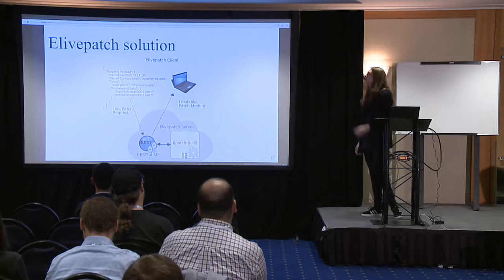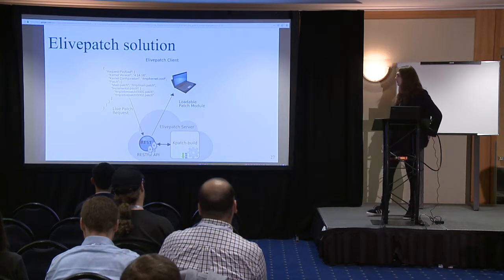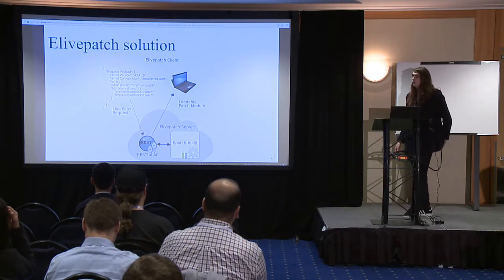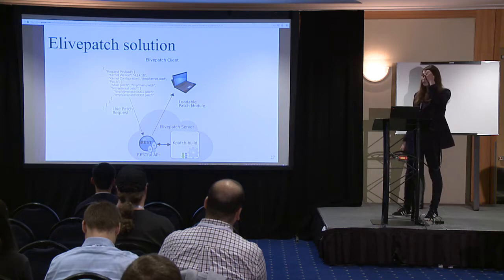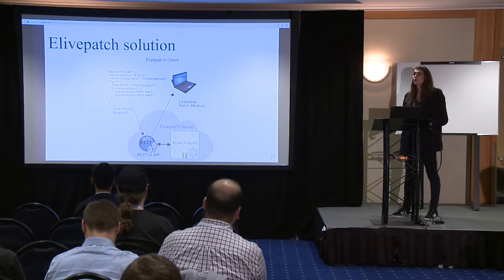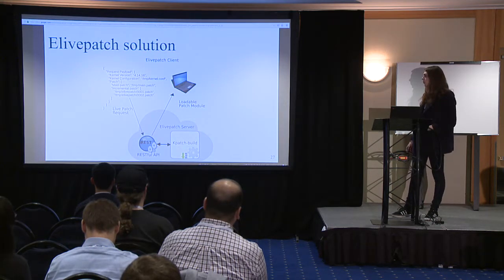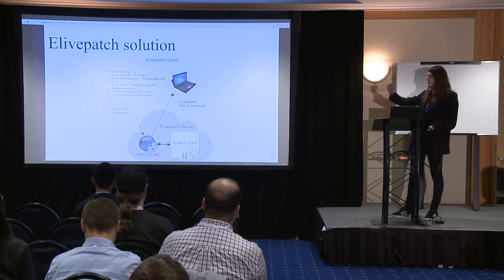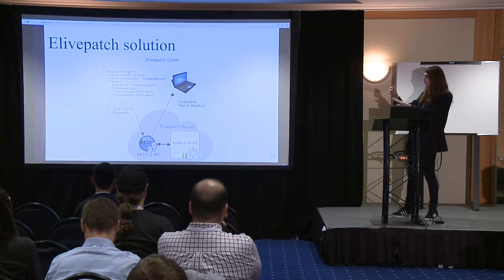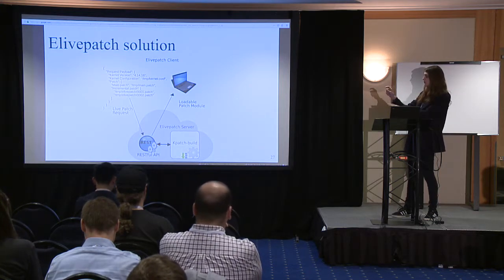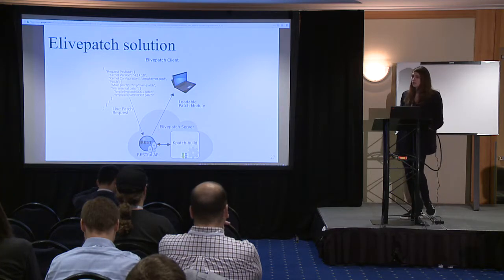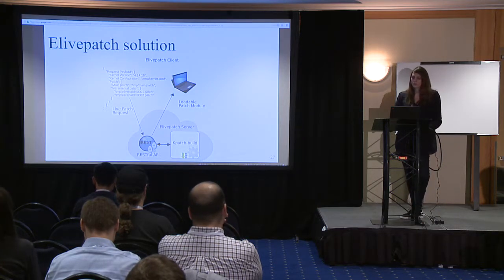So the Elivepatch client is sending the version of the kernel, the configuration that the kernel is using, and a list of patches that will be converted to an Elivepatch object. It is sending the main patch and a list of patches, because it will increment the patch over the old patches that your kernel already has.